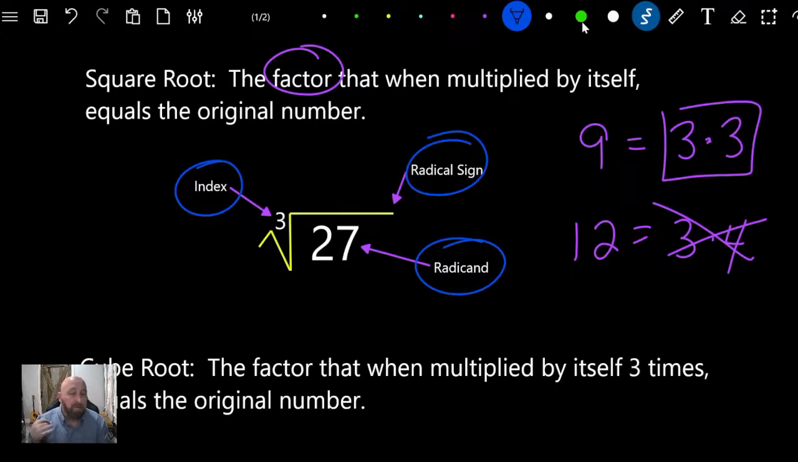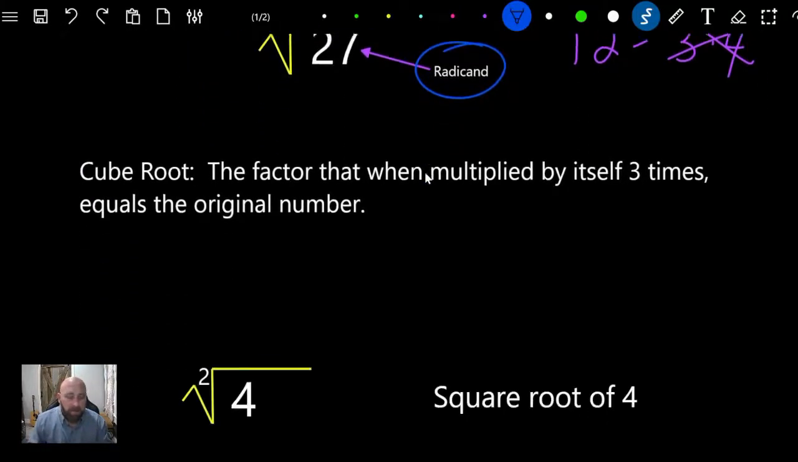You're going to hear me refer to the index. You're going to hear me refer to the radical sign. You're going to hear me refer to the radicand. All right, let's look down here at the cube root.